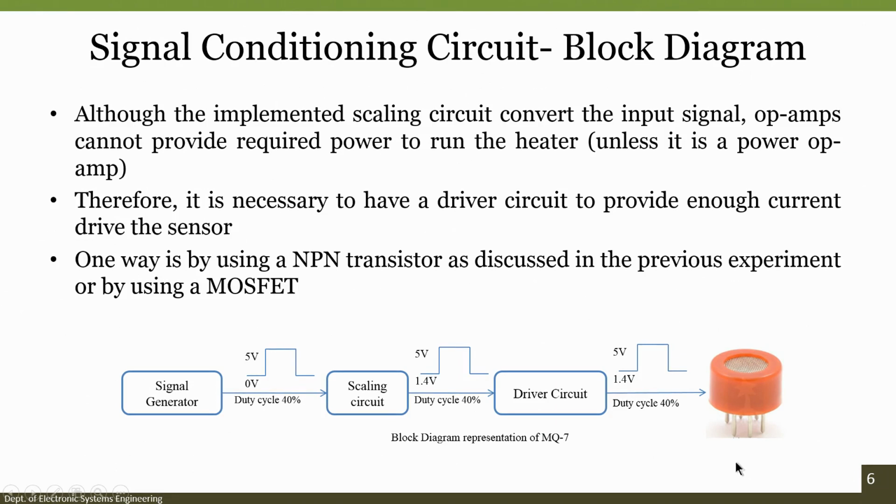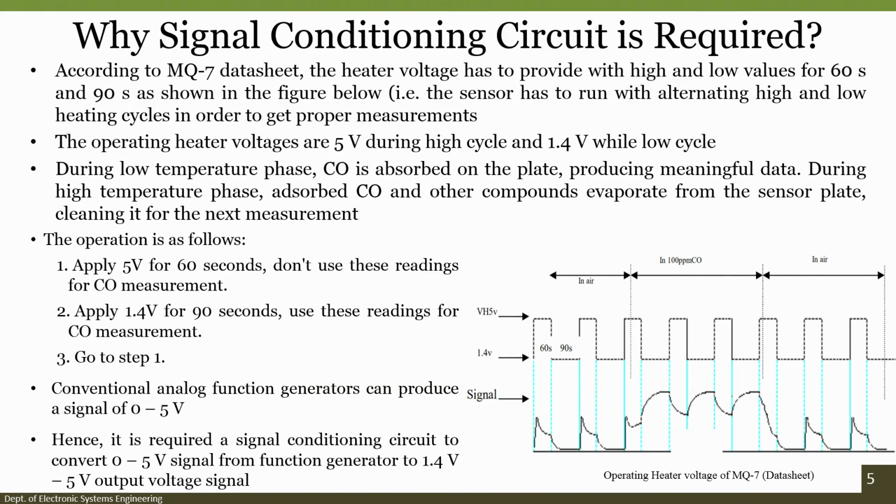Here, now we are talking about the signal conditioning circuit for the MQ7 gas sensor. Why do we have to be so specific regarding the conditioning system? There is a little complexity with the sensor. When we talk about the MQ7, and look at the data sheet of this gas sensor, it detects carbon monoxide.